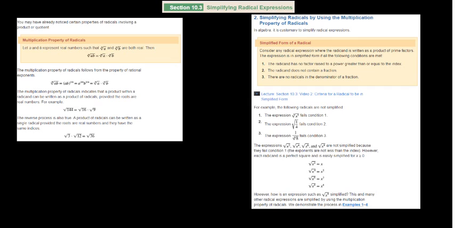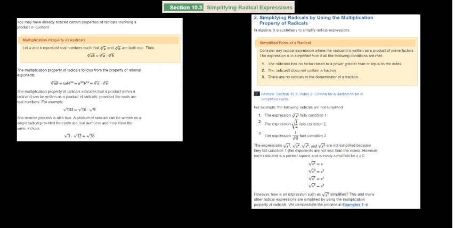The reverse process is also true. A product of radicals can be written as a single radical provided the roots are real numbers. So we can go the other way this time, right? We can multiply the two numbers that are inside the radical, right? 3 times 12 is 36, so we can do this, right? So we can go in both directions with our multiplication property of radicals.